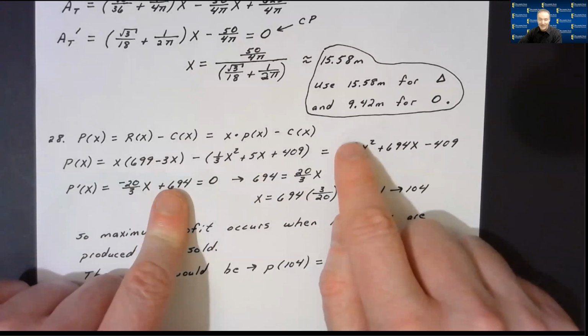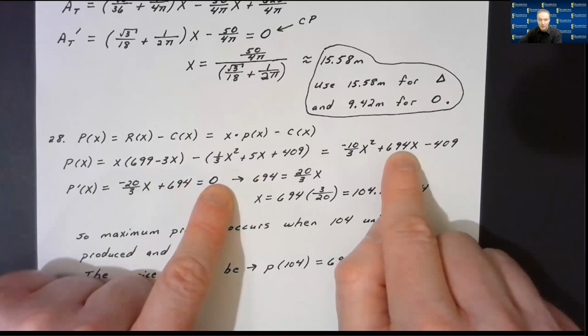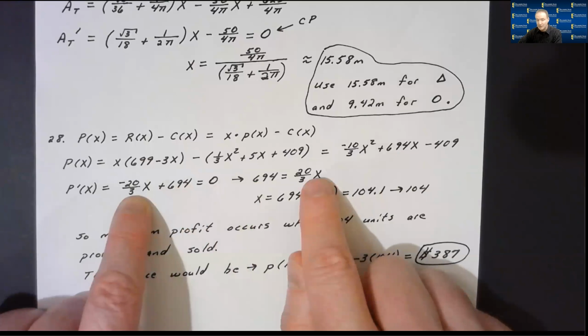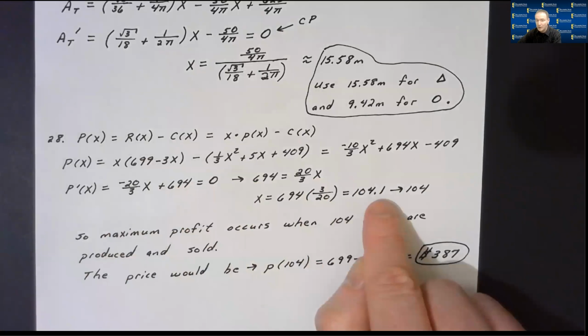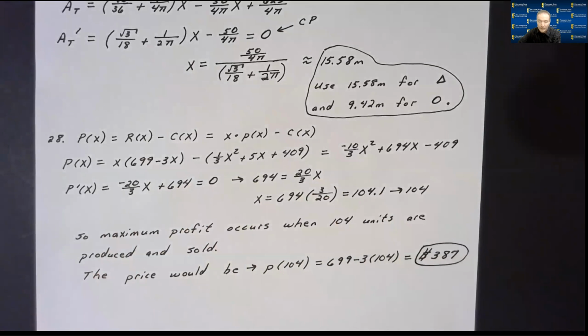So the derivative here would give me negative 20 over 3 x plus 694. We set that equal to 0. You'll get 694 equals 20 over 3 x. Thus, x is equal to 694 times 3/20ths. And then 694 times 3 over 20 is going to give me 104.1. But now you need to understand X is the number of units you should produce and sell in order to maximize profit. It doesn't make sense to say, I'm going to create 1/10 of a unit. No, you're going to create a whole number value of units, and you always just round to the nearest value.